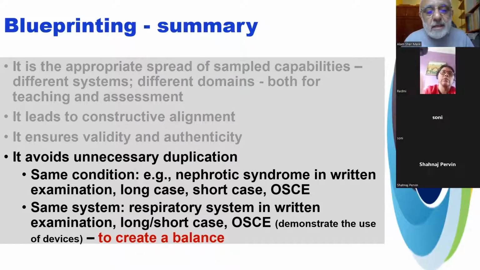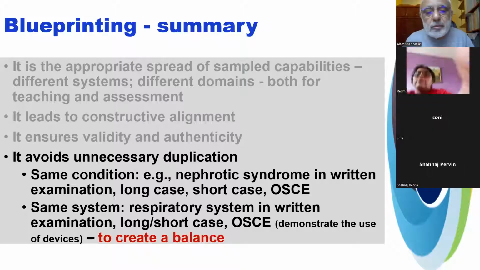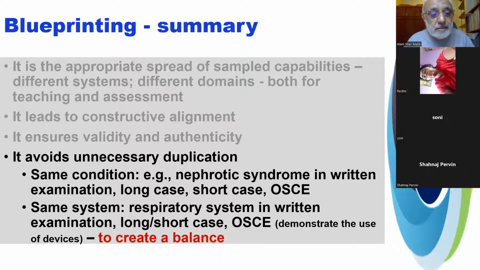That was our second problem statement, where similar or same questions are being asked in a number of different test methods. For example, nephrotic syndrome in written examination, as well as in long case or short case or OSCE, are a same system being asked multiple times in different methods of assessment. So blueprinting can help us to avoid this unnecessary duplication.